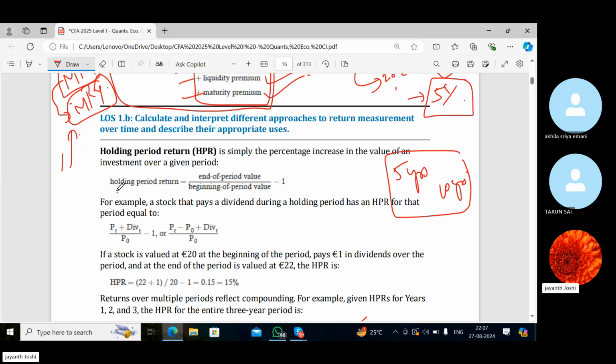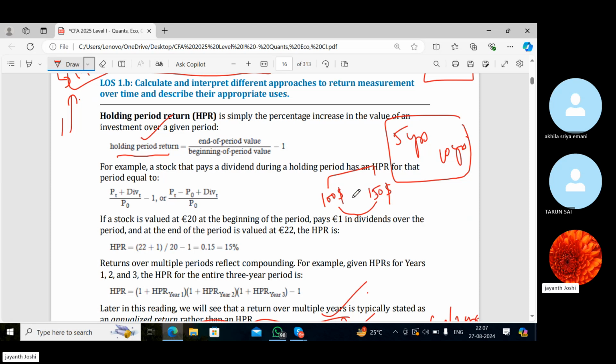Next concept is holding period return. Holding period return is also called total shareholder return. Very simple. Let's say you bought a stock for $100. It has increased in value and has become $150. So here you see the capital gain. The capital gain is 150 minus 100, which is 50, divided by the investment you have made, $100, into 100. So it is nothing but 50%. Your value of the stock has increased from 100 to 150. You can expect 50% returns in this case.